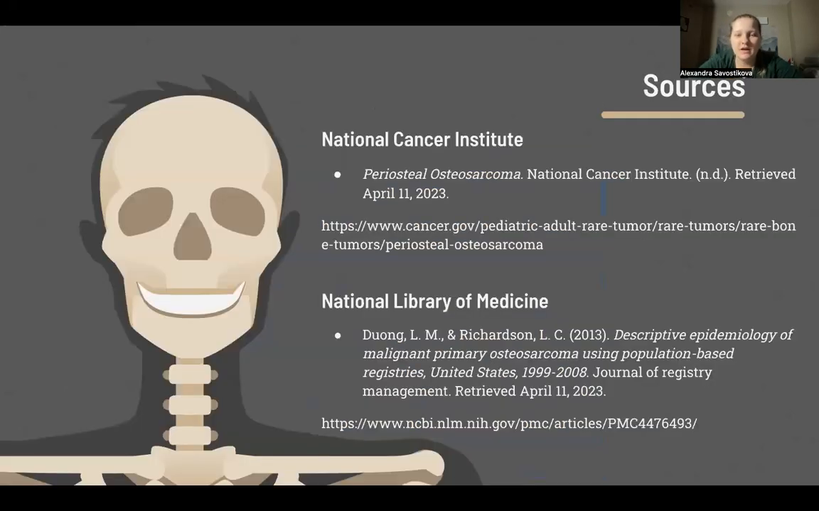And then finally, I just have two of my main sources. I did look into the National Cancer Institute, and it has a nice article on periosteal osteosarcoma, and then also the National Library of Medicine.